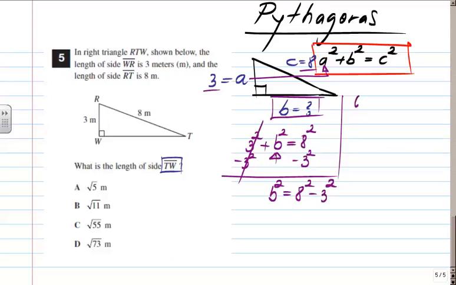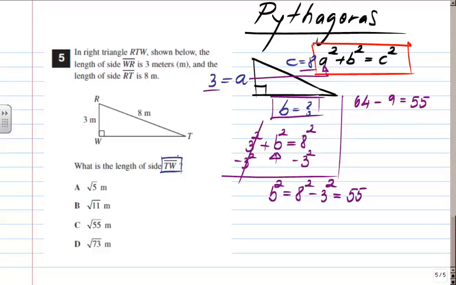What is 8 squared, right? 8 squared is 64, minus 3 squared is actually what? 9. And what you get here? 64 minus 9. That's going to be what? 55. Okay? So your b squared is 55.